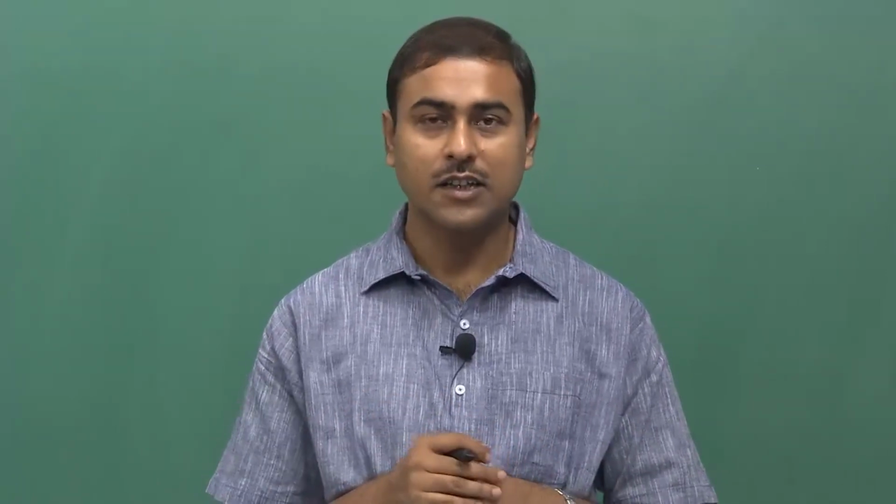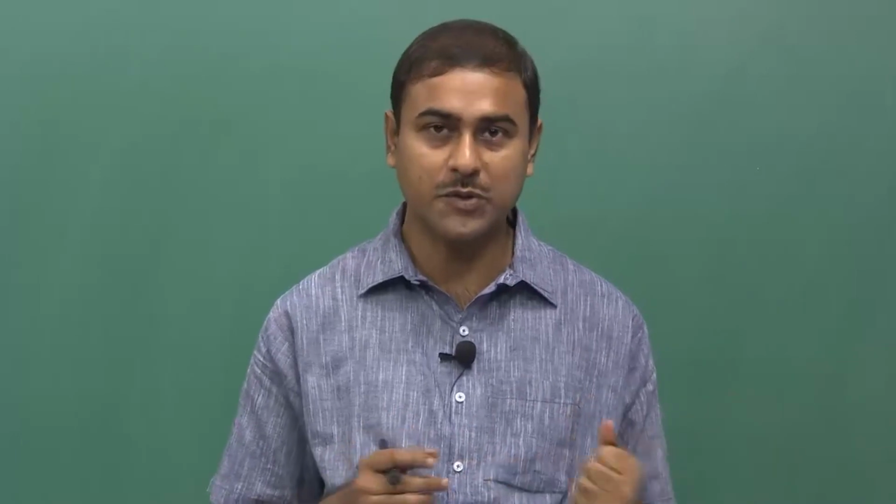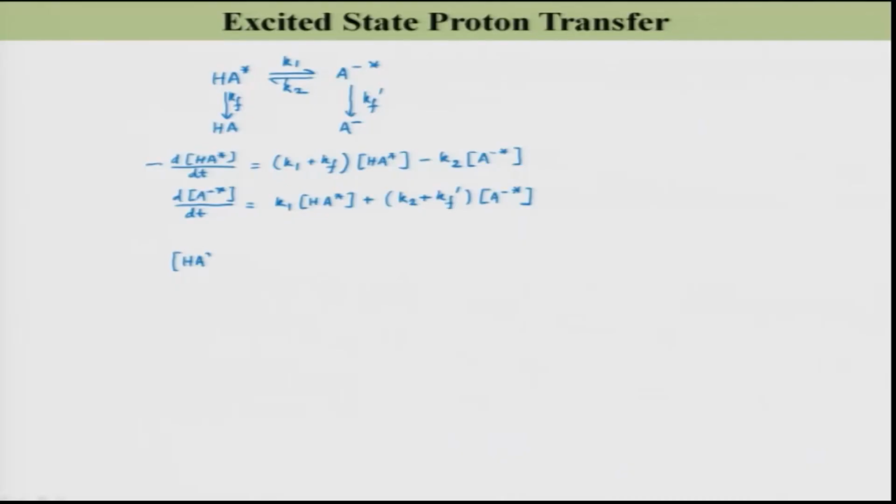Ultimately, if you solve, what you will get? You will get how the HA star is changing with time, how the A minus star is changing with time. Those two you will get like in the previous case, and those expressions I will show over here. So, HA star equal to HA star 0 divided by m1 minus m2 times x minus m2 e to the power minus m1 t plus HA star 0 divided by m1 minus m2 times m1 minus x e to the power minus m2 t.